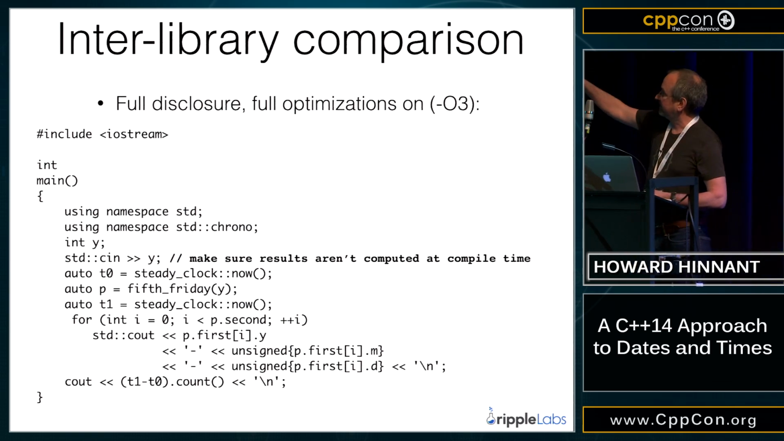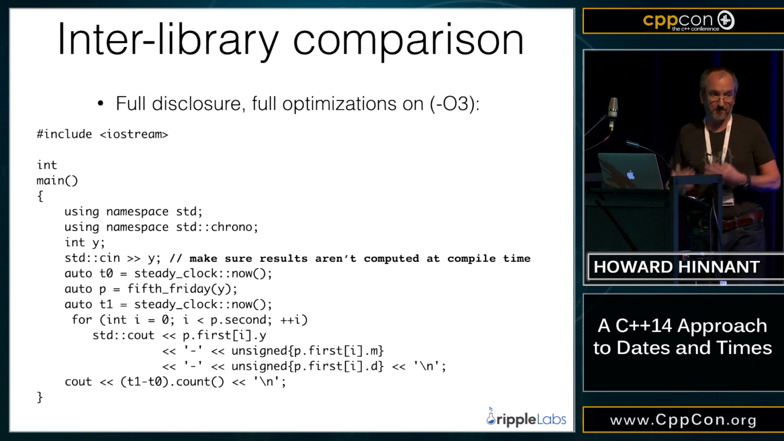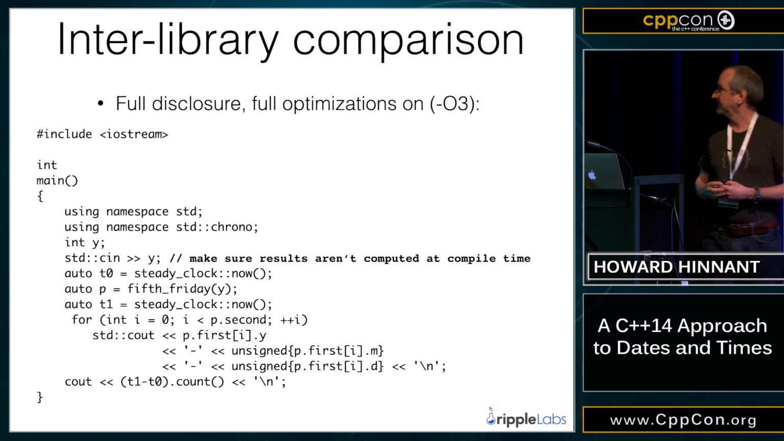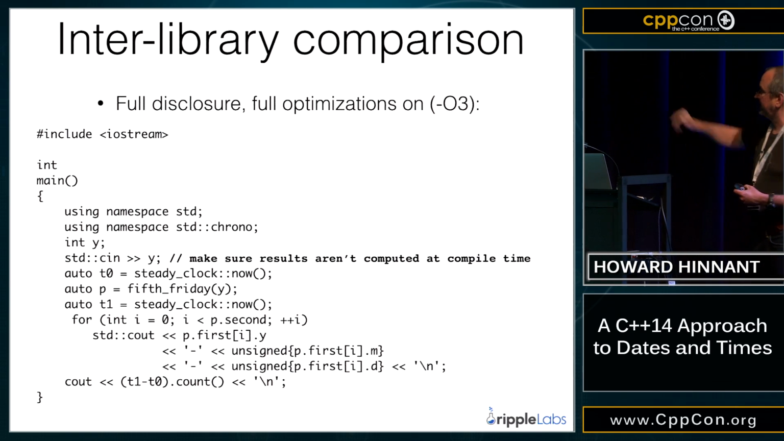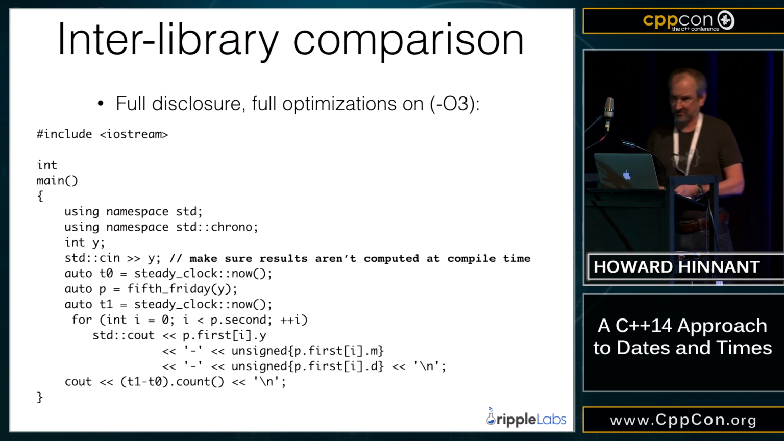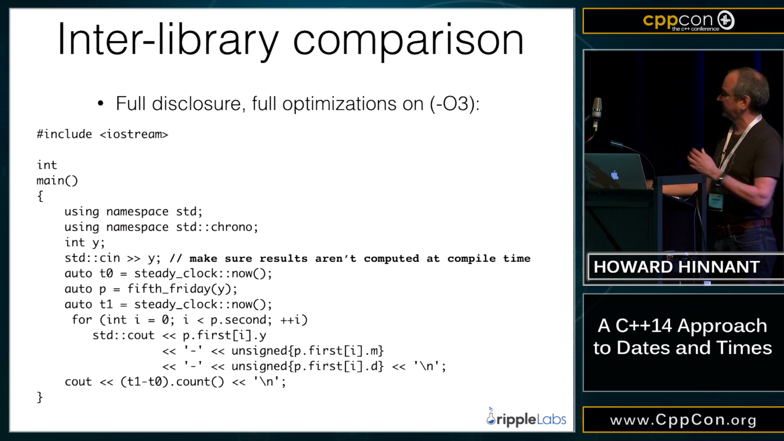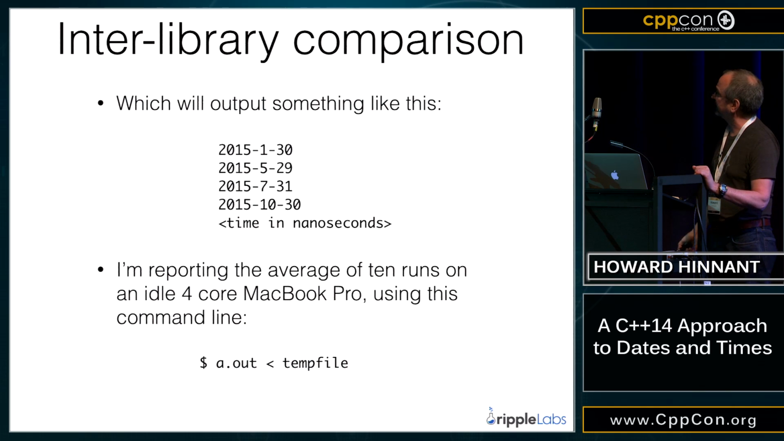So I'm reading in the year to make sure that doesn't happen, and then I'm printing out the results just to make sure that the optimizer doesn't optimize away everything that I'm trying to compute. And then finally, I'm printing out my count. And for my platform, steady clock now traffics in nanoseconds. I think that's true for every platform. I'm not positive, but at any rate, we'll get output that looks like this. It'll print out the days and then the time in nanoseconds.